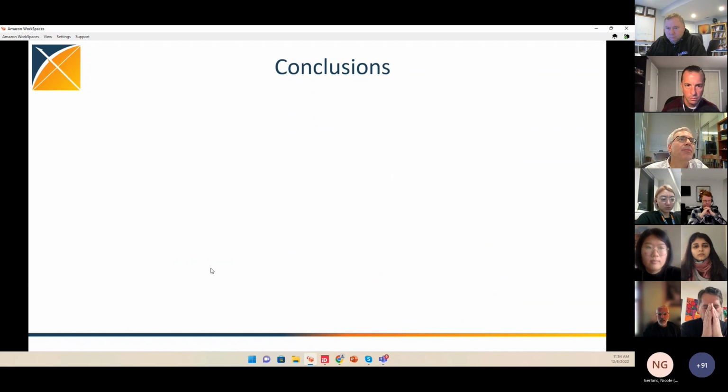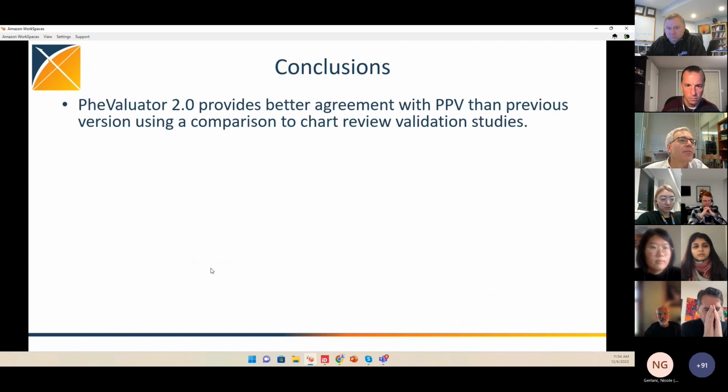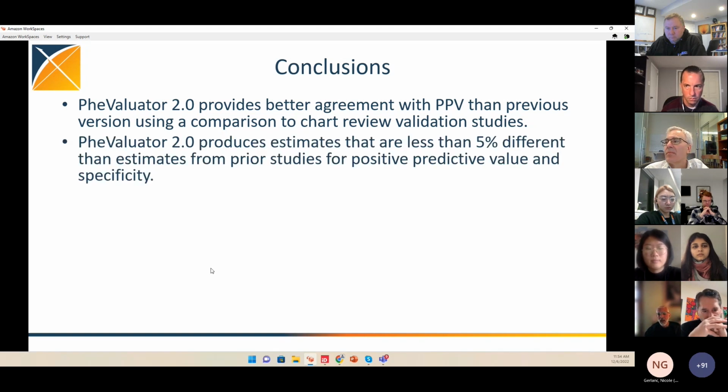So in conclusion then, we found that PheValuator 2.0 provides better agreement with positive predictive value than the previous version of PheValuator, using a comparison to chart review validation studies. And that PheValuator 2.0 produces estimates that are less than 5% different than the estimates from prior studies for positive predictive value and for specificity.